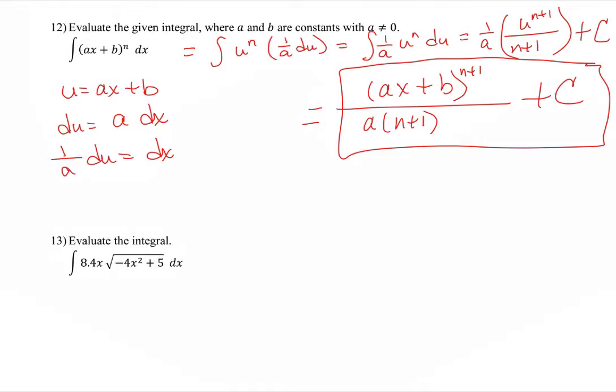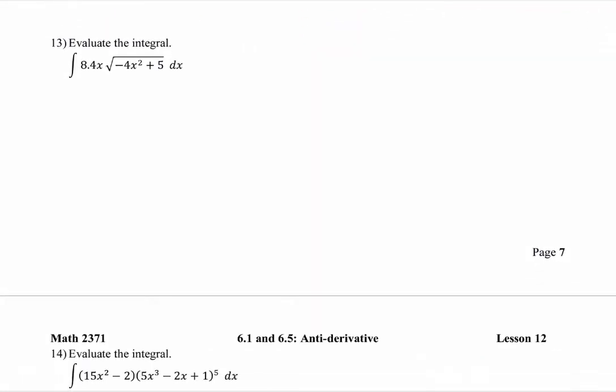All right, now I'm going to have something where I don't have a linear, and I'm going to do some reordering before I pick my u. So what I'm going to do first is I'm going to move x over here. So I'm going to have the integral of 8.4 times (negative 4x squared plus 5) to the 1/2 times x dx. All right, and I just wanted to reorder some stuff so that I could rewrite it, and you'll see why in a minute.